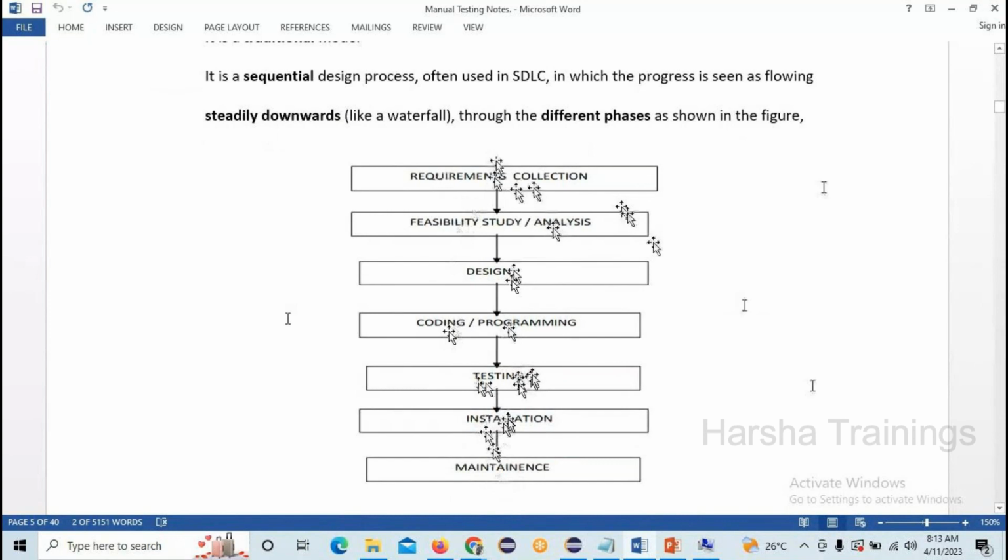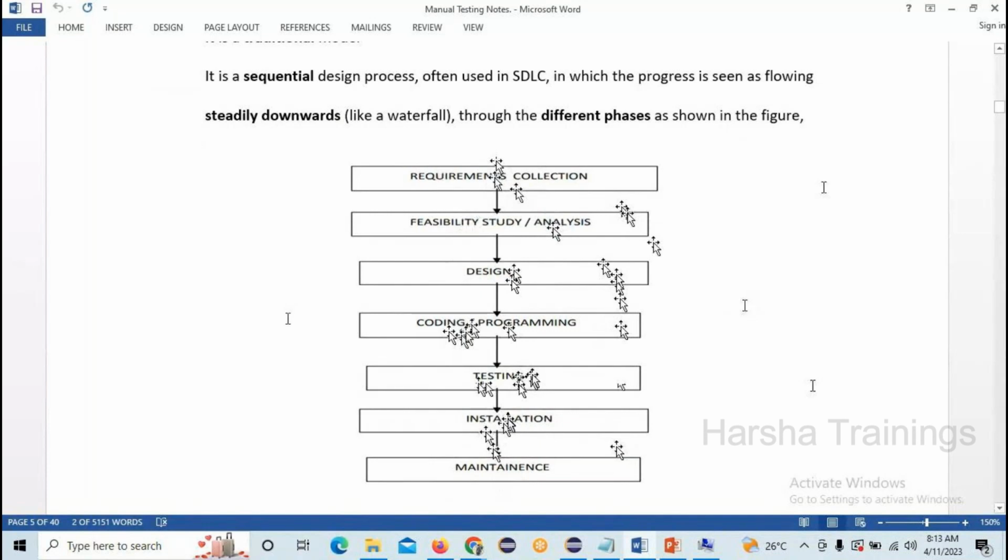Take an example of the waterfall model. For example, let's take this as the waterfall: A step, B step, C step, D step, E step, F step. Like that, there will be steps. The water falls from C step to D step. The water which falls from C to D, will it revert back to C? Is it possible? No, sir.